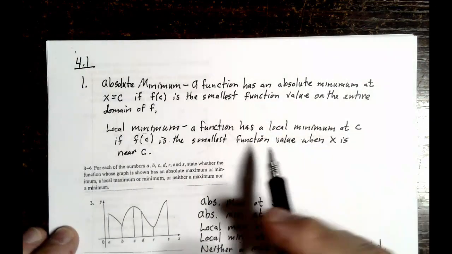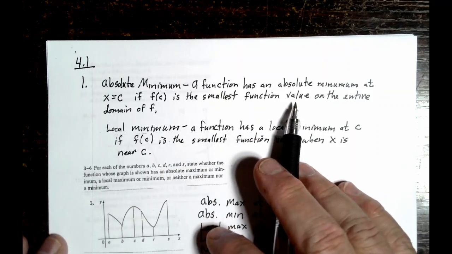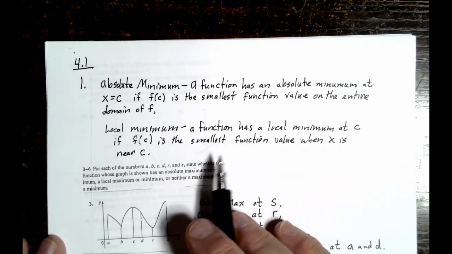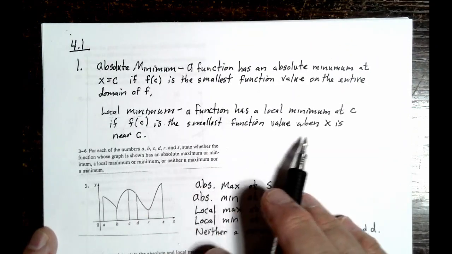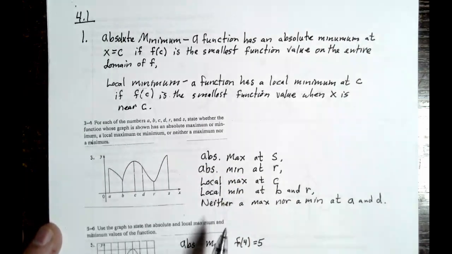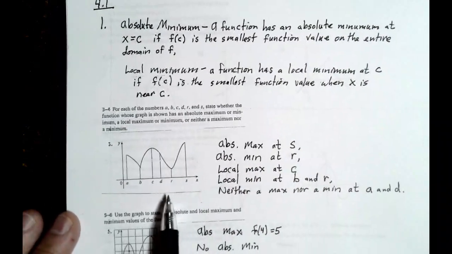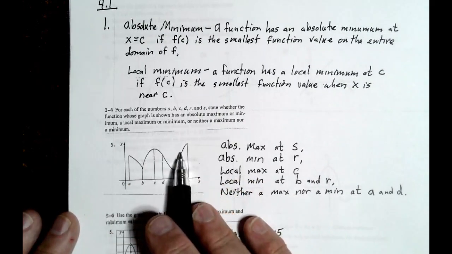Alright, so what's the difference between the absolute min and the local min? Absolute min is the smallest function value on the entire function, whereas the local min is the smallest function value when x is near some number c. So it's only in a small neighborhood.